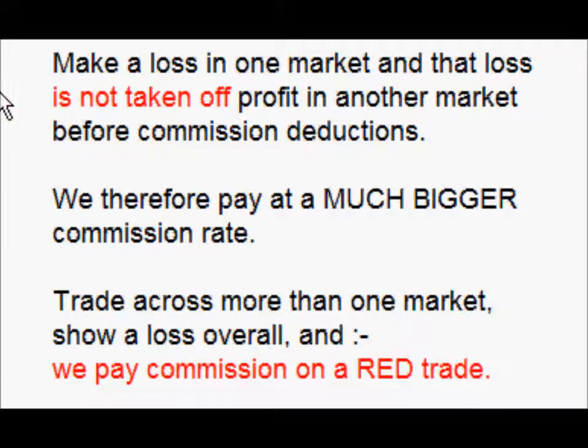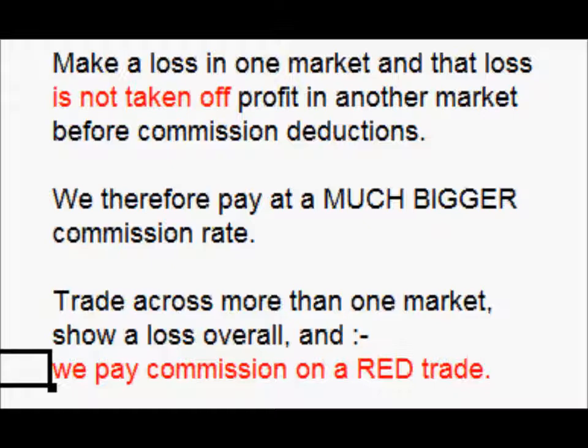So if you make a loss in one market, that loss is not taken off any profit that you make in another market, so you pay full commission on the profitable market, and then the loss is still taken off. Therefore, overall you pay a much bigger commission rate. Now if you trade across more than one market and show a loss on your whole trade, you could be paying commission in a profitable market, and even though you've made a loss overall, you still finish up paying commission even though you've had a losing trade.